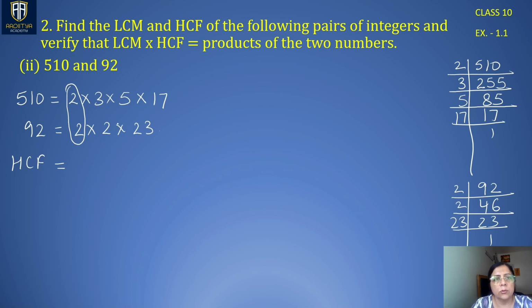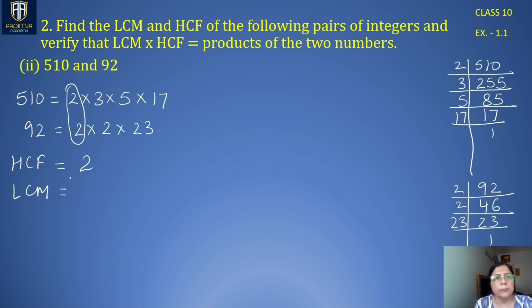Then 3, 2, 5, 23, 17. Then no other number is common to both the prime factorizations. So HCF is the only number 2. Right, now we come to LCM.